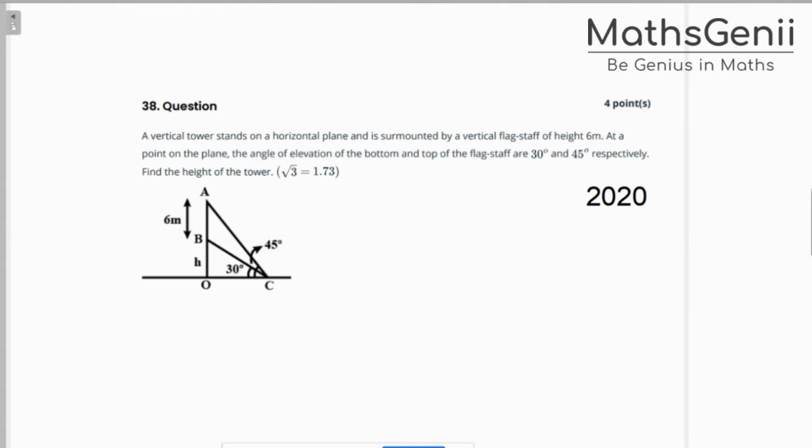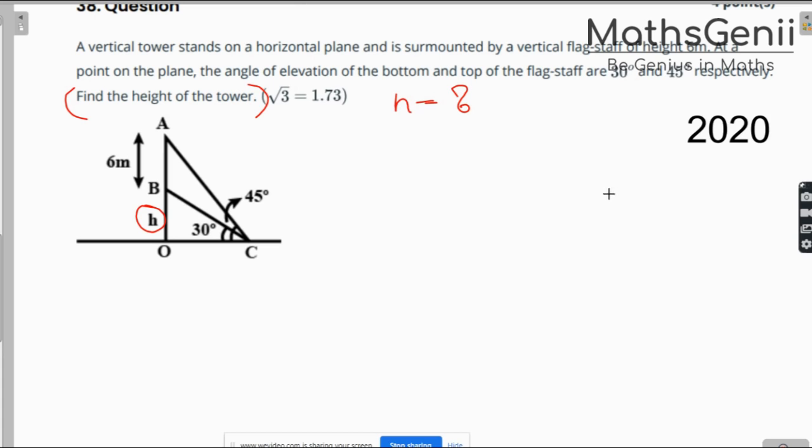Let's move on to the next question. Already the diagram is given to you. And what is he asking? To find the height of the tower. Okay. So what is the height of the tower? Remember that in the last question I had taught you sine, cos, tan. And what is the song that I taught you? OH, AH, OA.